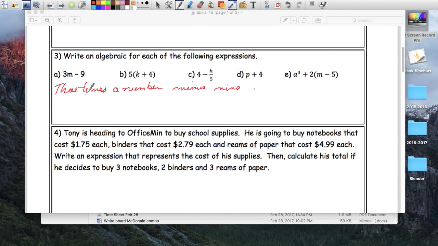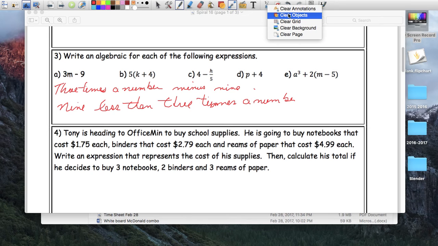If you want to use a turnaround word, you can use 9 less than 3 times a number. Remember, with turnaround less than, the 9 goes to the back, and 3 times the number goes to the front. So either of those two ways would have been fine.